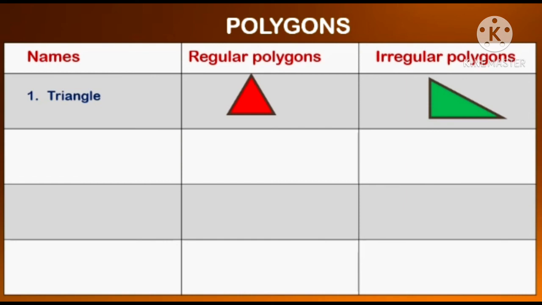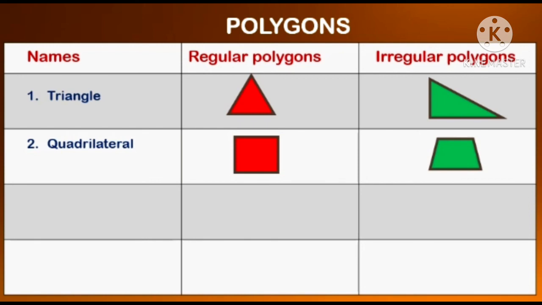Then next is the four-sided polygon, that is the quadrilateral. Here a regular four-sided polygon means four sides and four angles are equal. Can you say one example for such shapes? Yes, a square. Its four sides and angles are equal. Then say one example for an irregular four-sided polygon. Maybe it's a rectangle, parallelogram, trapezium, like that.